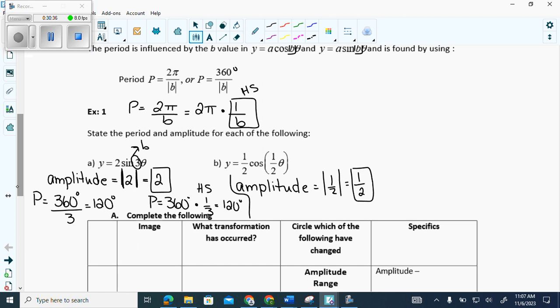So, what's the period of this one? I can either do 360 degrees divided by the b value. What's the b value? 1/2. Or I can do 360 times the horizontal stretch, which is 2. Either way, I type that in or I type that in, I get 720 degrees. Right?